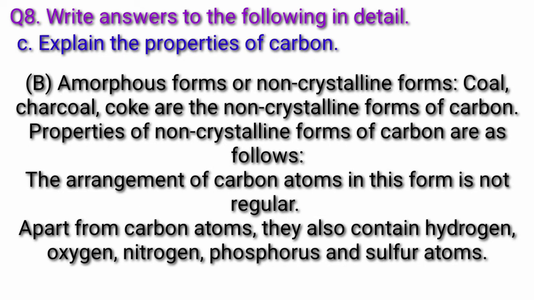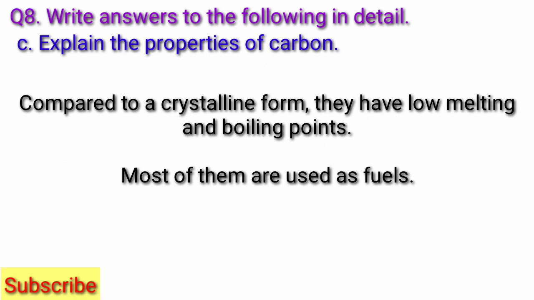Amorphous forms or non-crystalline forms. Coal, charcoal, coke are the non-crystalline forms of carbon. Properties of non-crystalline forms of carbon are as follows. The arrangement of carbon atoms in this form is not regular. Apart from carbon atoms, they also contain hydrogen, oxygen, nitrogen, phosphorus, and sulfur atoms. Compared to the crystalline form, they have low melting and boiling points. Most of them are used as fuels.